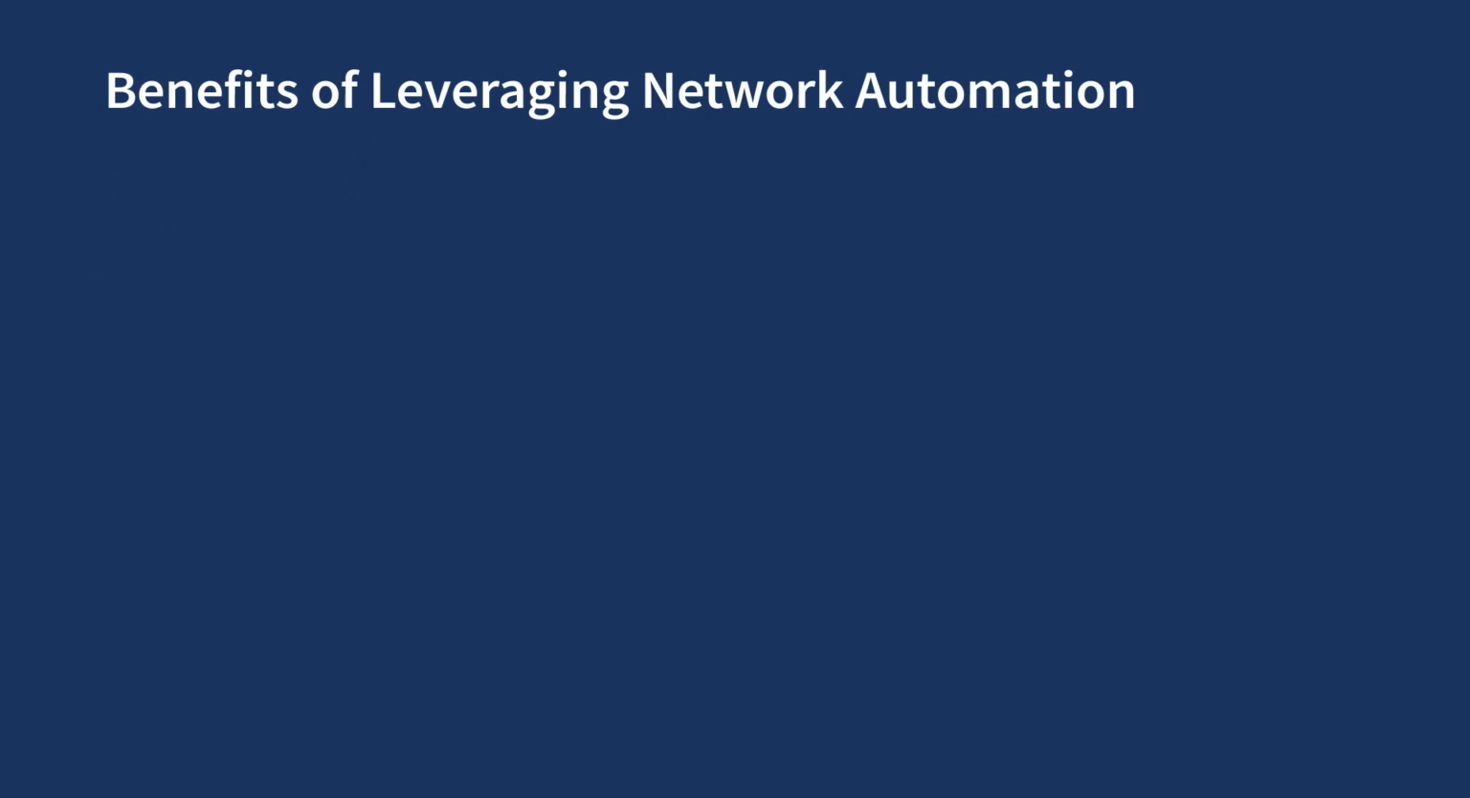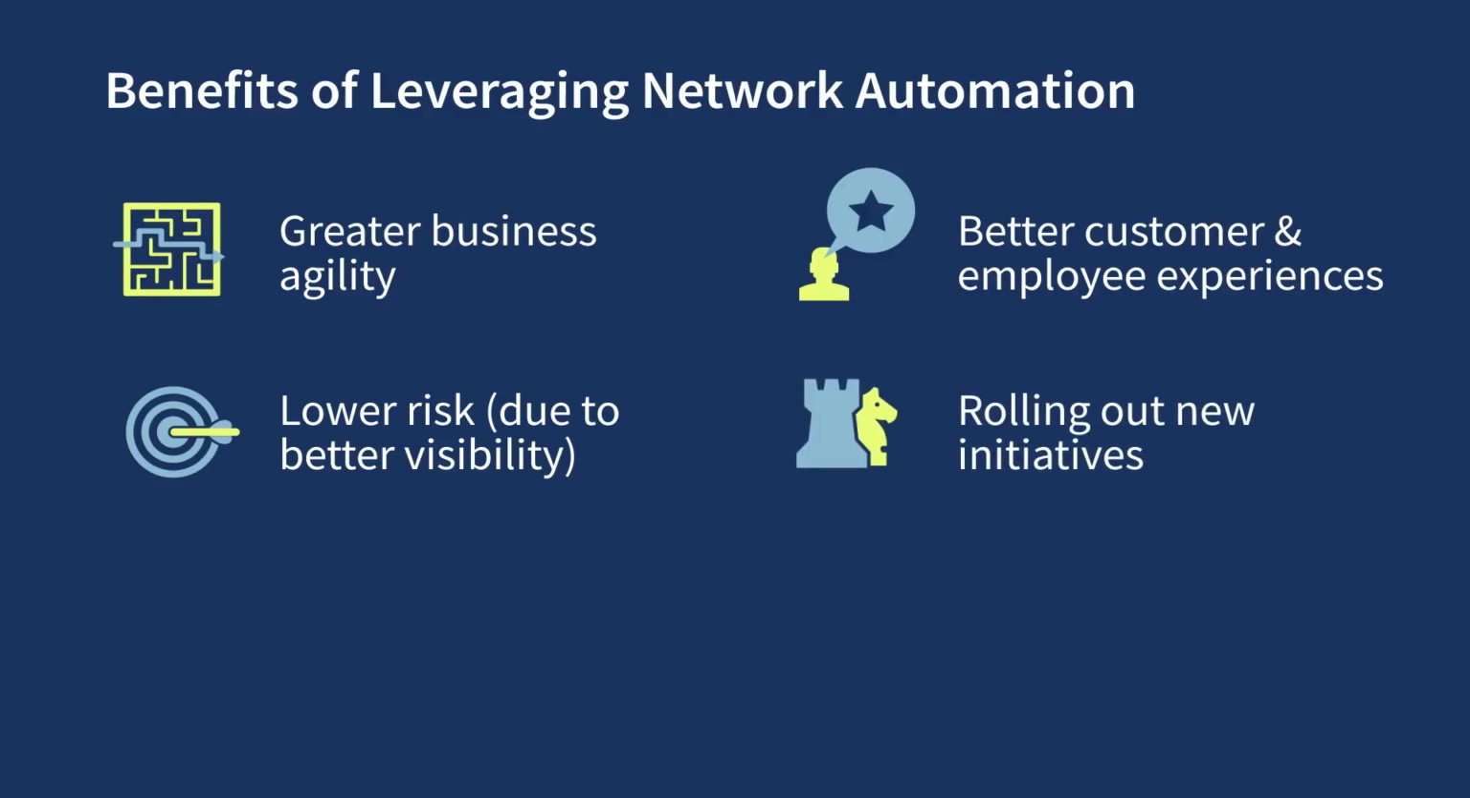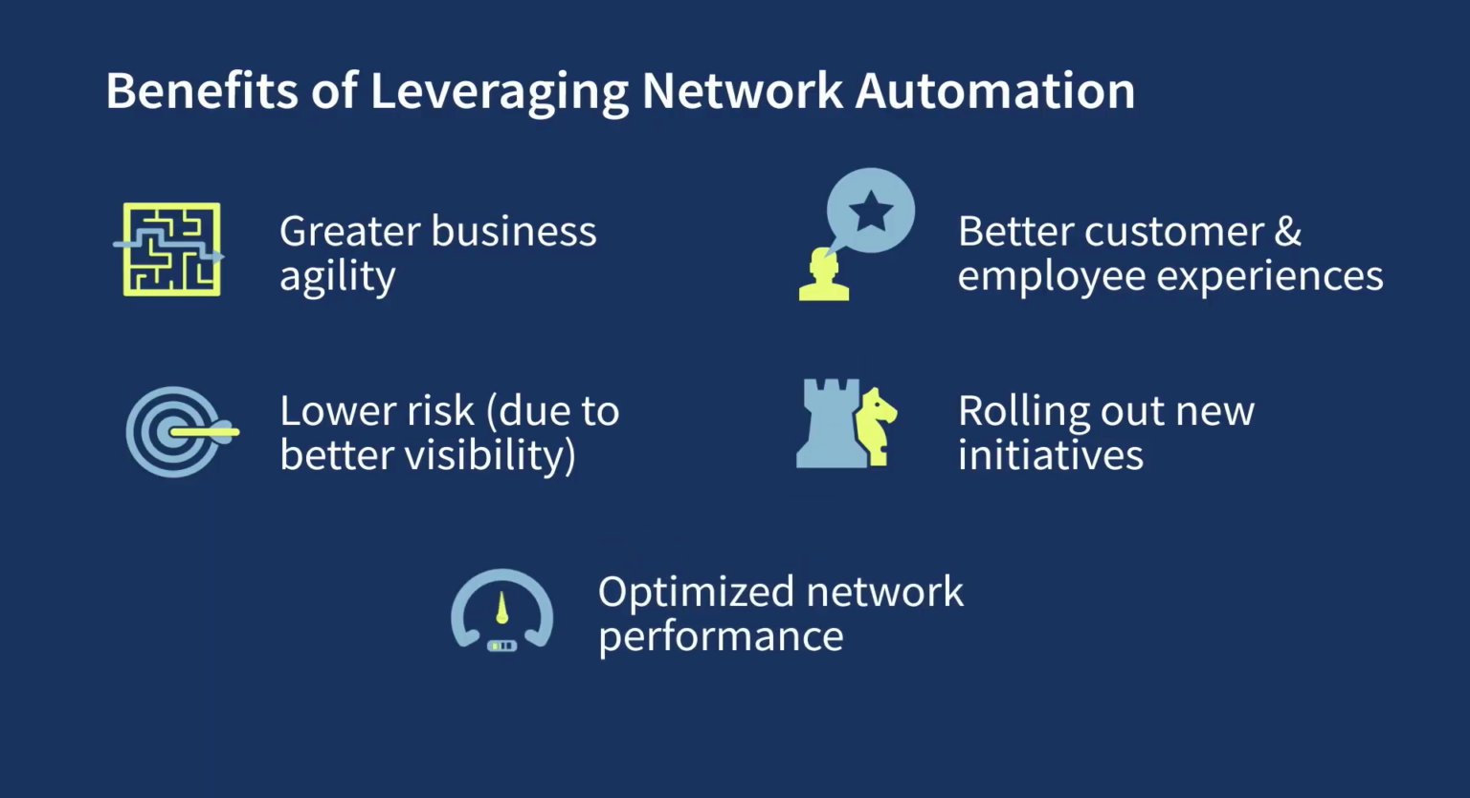Leveraging network automation will provide a number of benefits, including greater agility for the business, being able to turn up new services and locations faster, and delivering better experiences for both your customers and employees. Less risk: regaining visibility over the entire network environment ensures that all devices have up-to-date patches and functionality. Roll out new initiatives: keep your skilled network resources working on the strategic initiatives and not those manual repetitive tasks. Optimize network performance: given the distributed nature, it's going to be really important to ensure everything's working at peak performance.